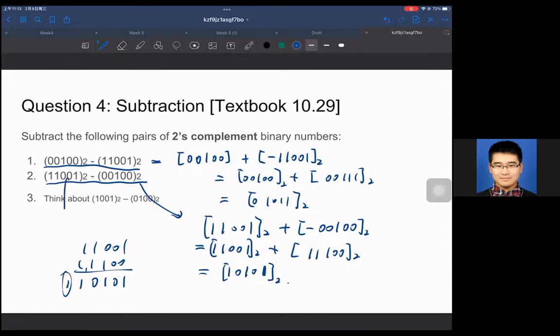Let's verify by looking at it. What is this number actually? 1, 1, 0, 0, 1. That's two's complement. 1, 1, 0, 0, 0 in one's complement. 1, 0, 1, 1, 1. That's going to be minus 7. And this is going to be 4. What is minus 7 minus 4? That's going to be minus 11.